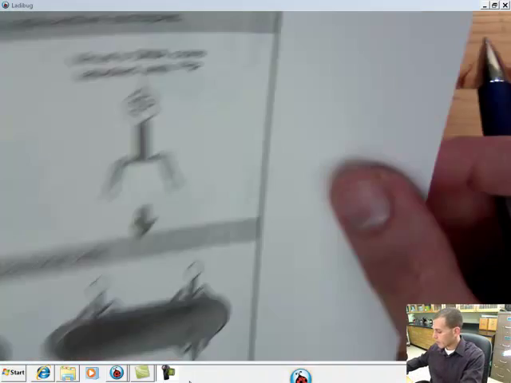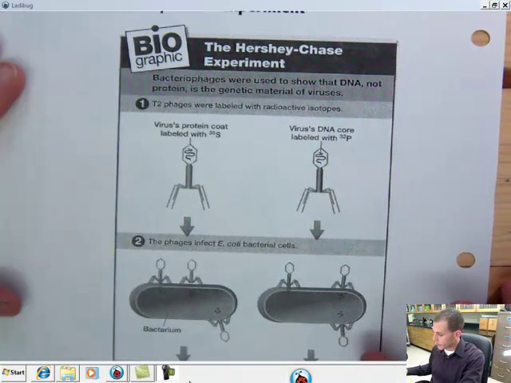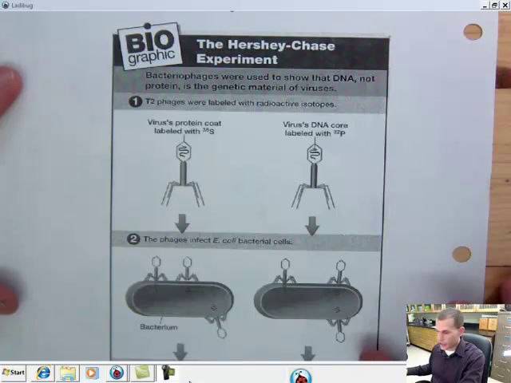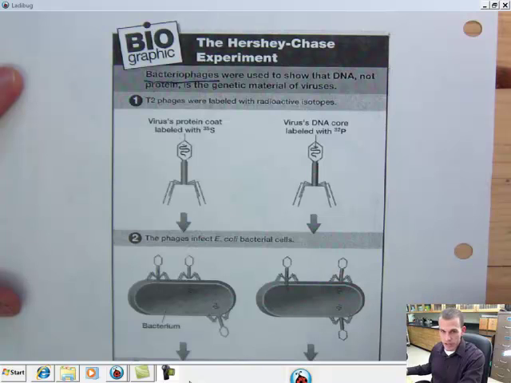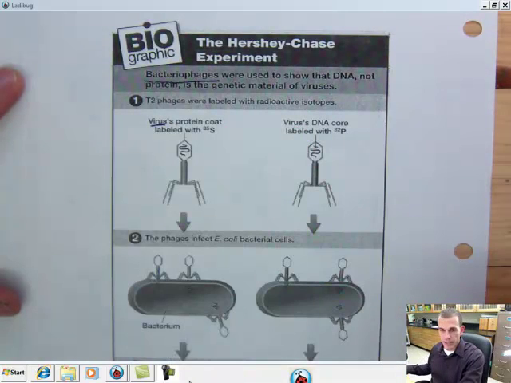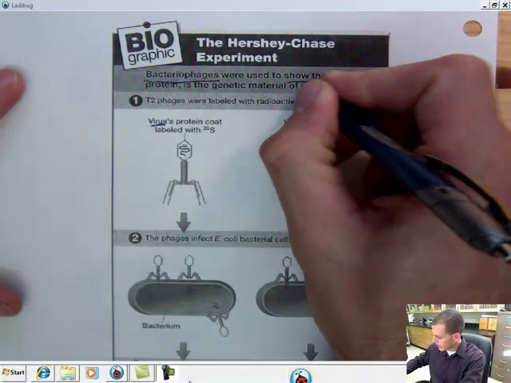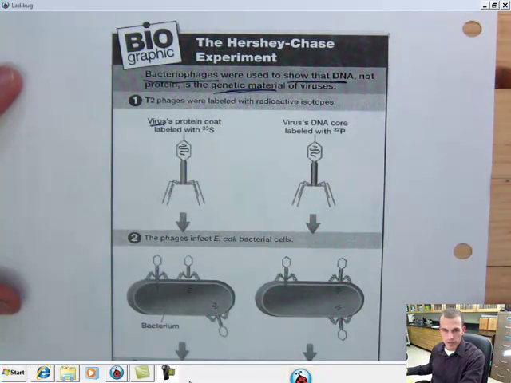Okay, if you flip that over, this is page 36. Again, we're just reinforcing the idea of Hershey and Chase. Remember, with Hershey and Chase, they worked with bacteriophages, and these are basically viruses, as you can see here, that attack bacteria. What this did is show that DNA is that genetic material that's going to transfer the information.